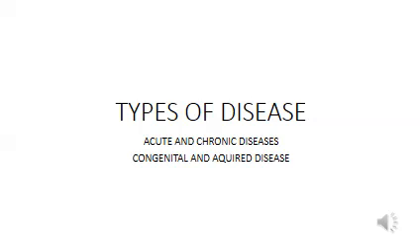Today, in this video session, we are going to deal with the topic types of diseases. Human diseases are classified into acute and chronic diseases and congenital and acquired diseases. We have already studied about acute and chronic diseases in the last video sessions.